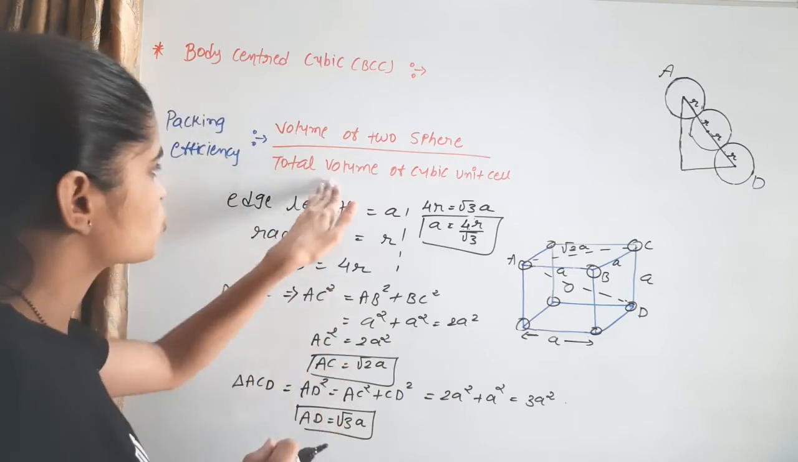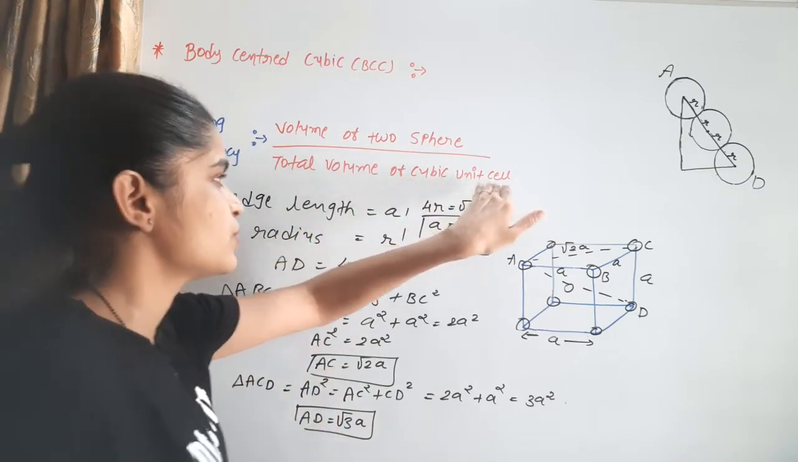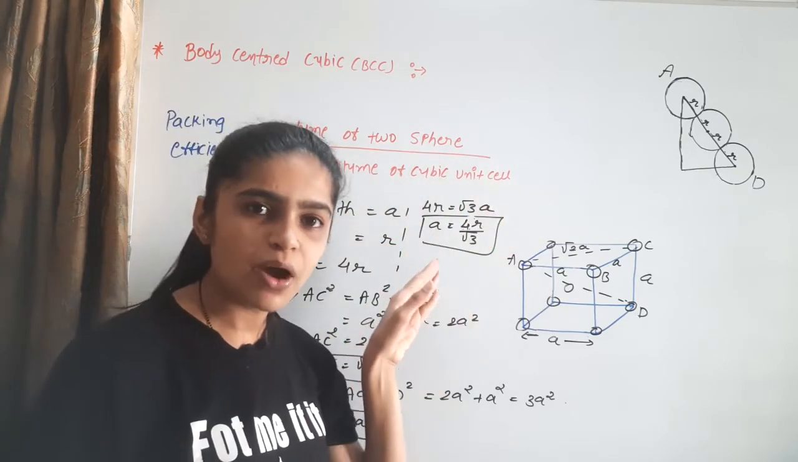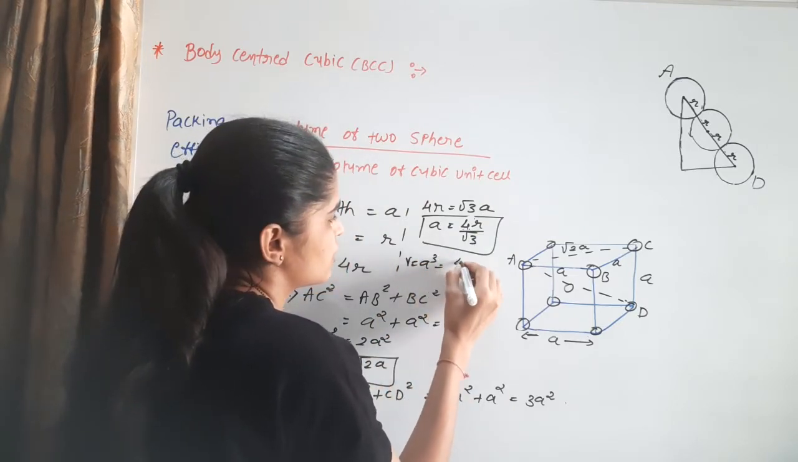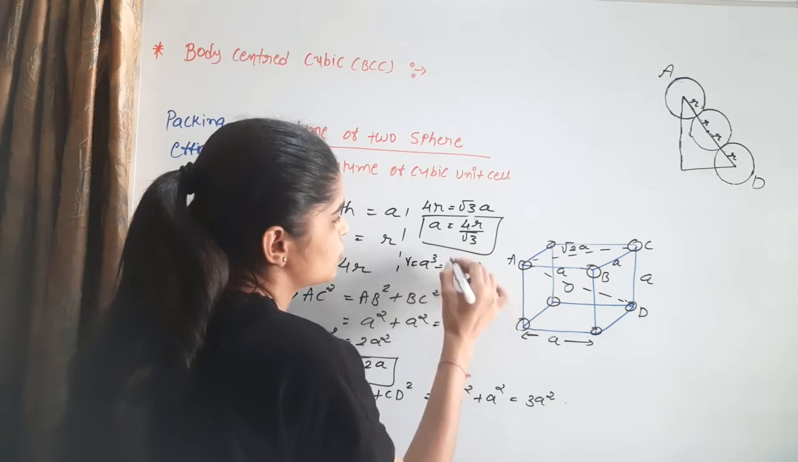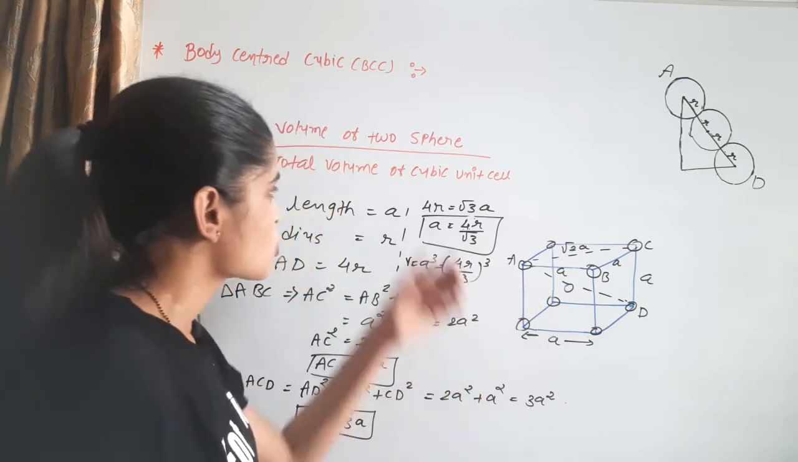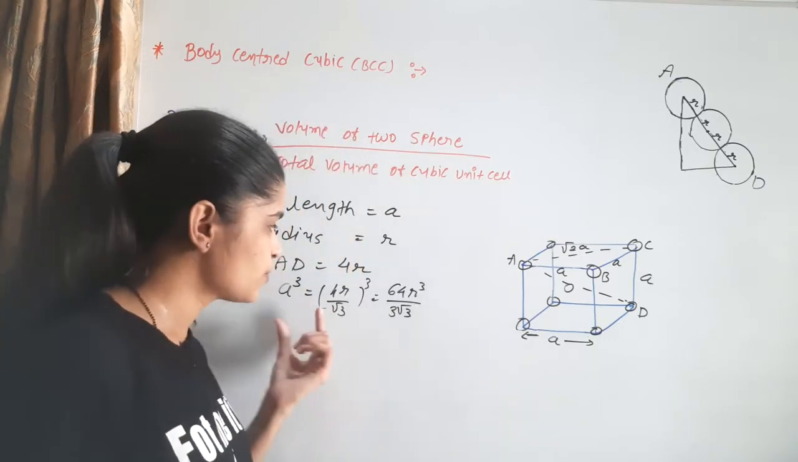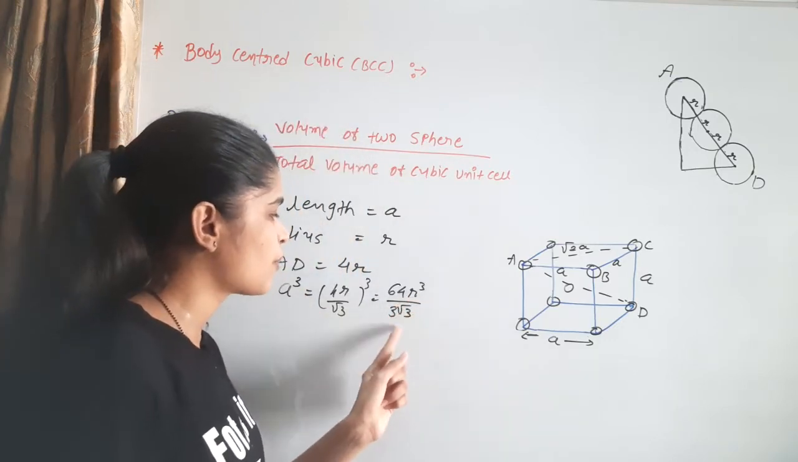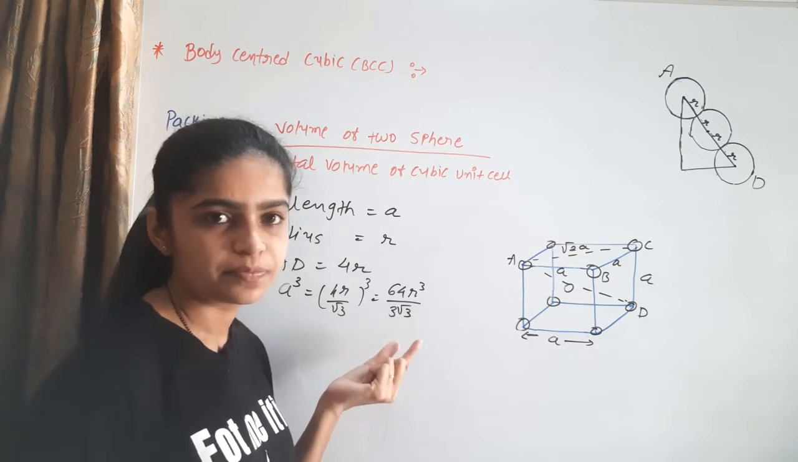Then we find out the total volume of the cubic unit cell. The total volume V is equal to a³, which is (4r/√3)³. This is the total volume of the cubic unit cell. a³ is equal to 64r³ upon 3√3.